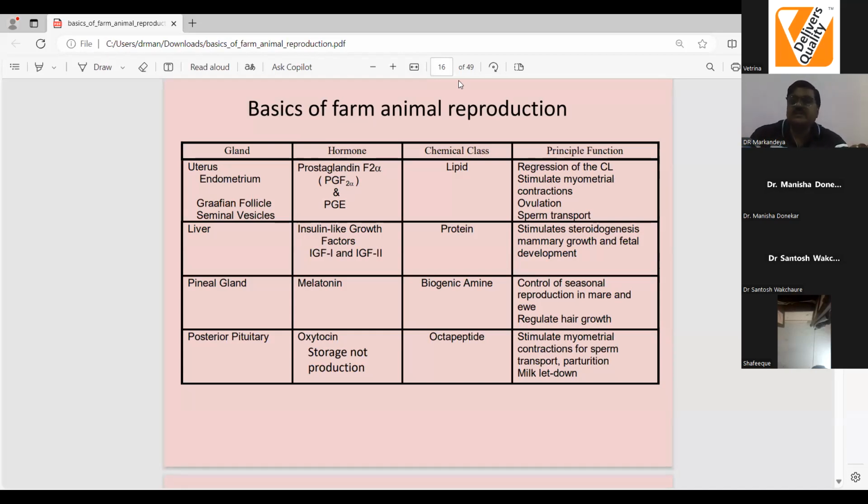Posterior pituitary releases oxytocin. Oxytocin is produced by the higher centers of the brain from the hypothalamic region, and it is only stored for some time, and then it is released for its action. Oxytocin has an important role for initiating Ferguson's reflex at the time of parturition. Violent uterine contractions are under the effect of oxytocin, and the milk let-down reflex, that is the action.